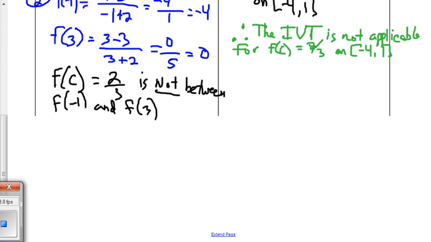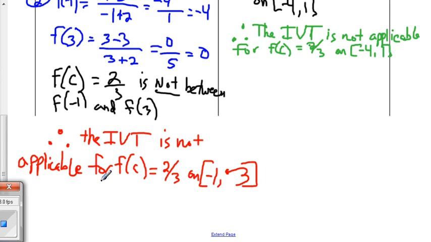Okay, so we're trying to meet the two conditions. The first one was continuous, but then the value of the function was not in between -4 and 0, so therefore the intermediate value theorem is not applicable. On the second example, it wasn't continuous, so we were done right there.